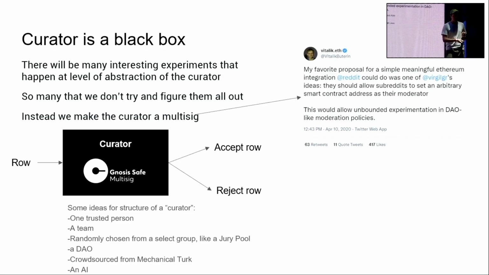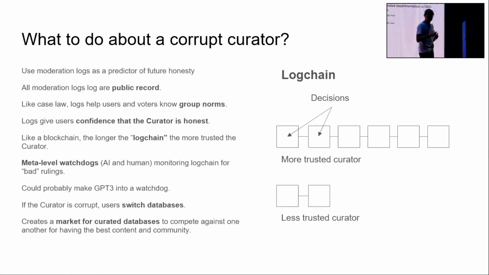This idea was borrowed from Vitalik. He had this idea that if you want to curate great content on Reddit, what you should do is attach the Reddit page to an address and allow the innovation to happen on the other side of that. So we borrow that idea, and each row just goes into this black box, which is the multi-sig, and then that black box just has an accept or reject output.